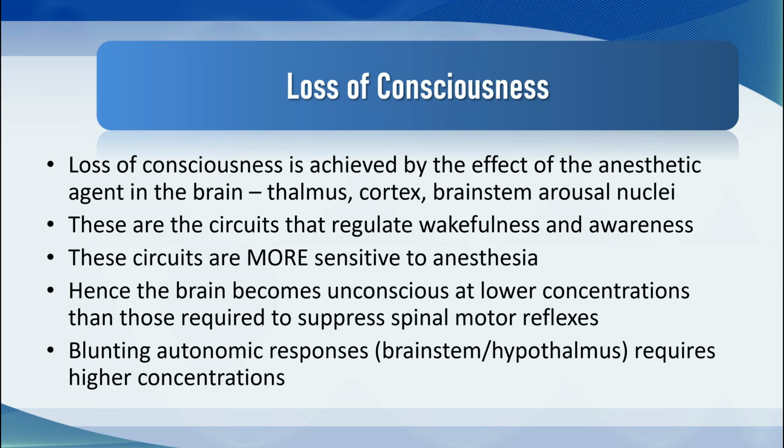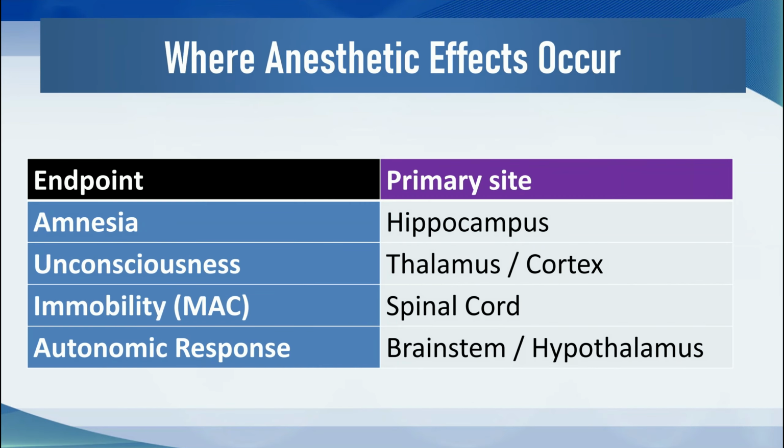Blunting autonomic reflexes requires higher concentrations. That's why we have the MAC and the MAC bar. This is where anesthetic effects occur: amnesia, hippocampus; unconsciousness, thalamus and cortex; immobility, spinal cord; autonomic responses, brain and hypothalamus.